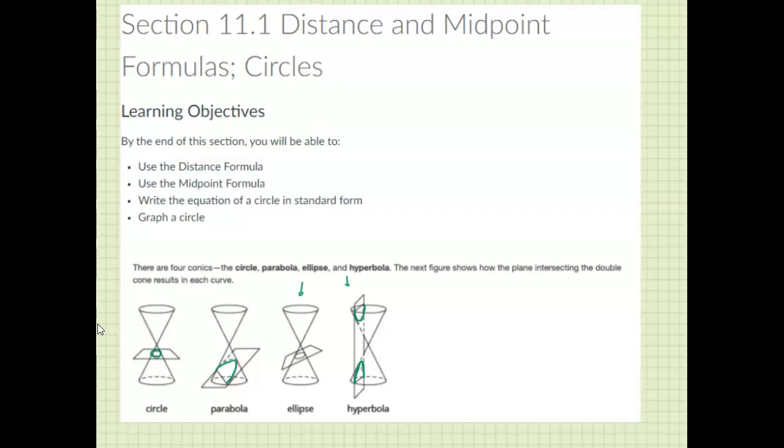So those are the four shapes that we're going to look at: the circle, the ellipse, the parabola, and the hyperbola. We've already looked at the parabola a little bit, but we're going to investigate it a little bit more. Before we start on these shapes, we're going to look at the distance and midpoint formulas, because those are useful when talking about circles especially. And then in this section in particular, we're going to look at the equation and the graph of a circle.